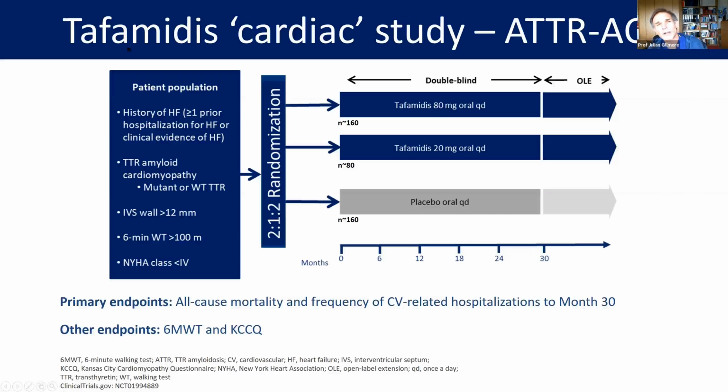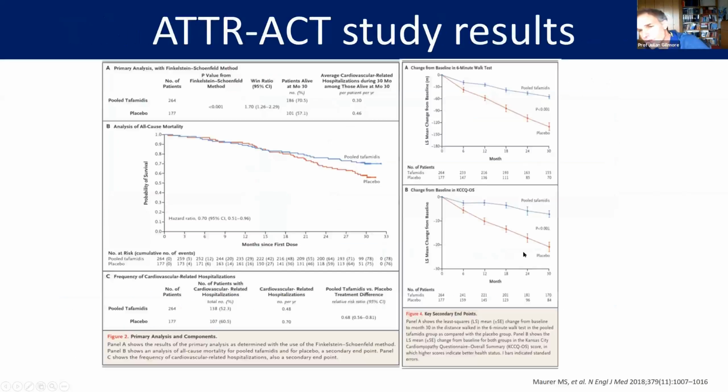And the drug company Pfizer, who make Tafamidis, developed this cardiac study essentially for patients with cardiac ATTR amyloidosis, both wild type and hereditary ATTR amyloidosis, where they randomized them to 2 doses of Tafamidis and some patients to placebo and followed them, as you can see here, for 30 months. And these are the headline results of that clinical trial. They pooled the Tafamidis group. So they reported the 2 doses of Tafamidis together. They didn't separate the 2 doses.